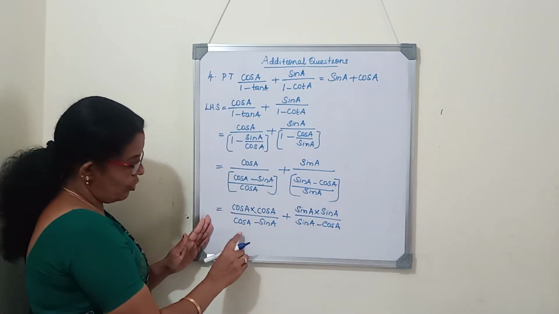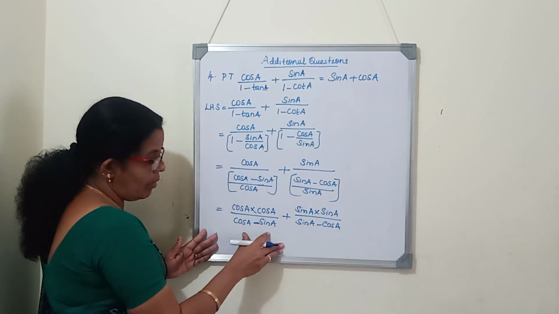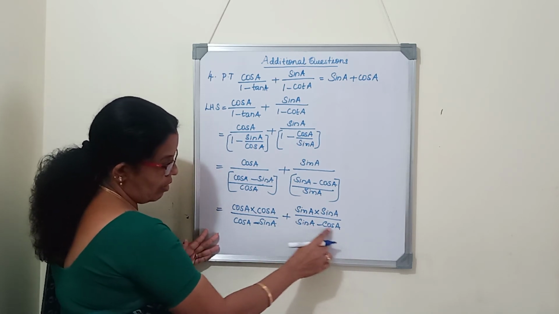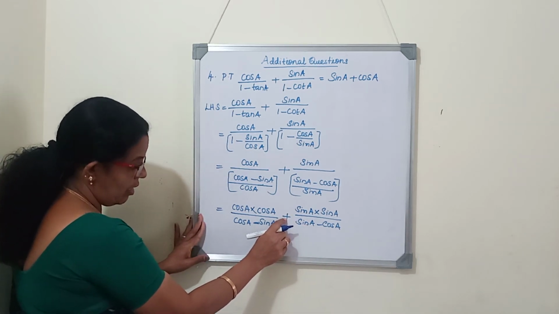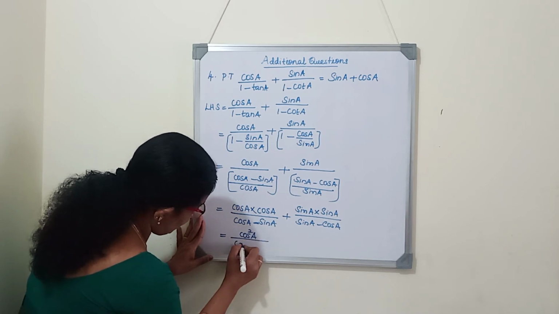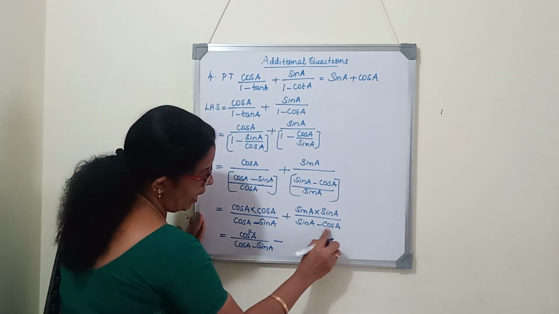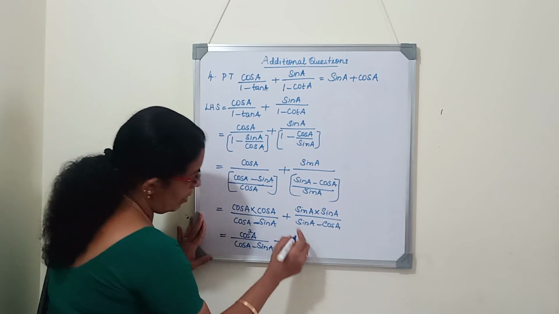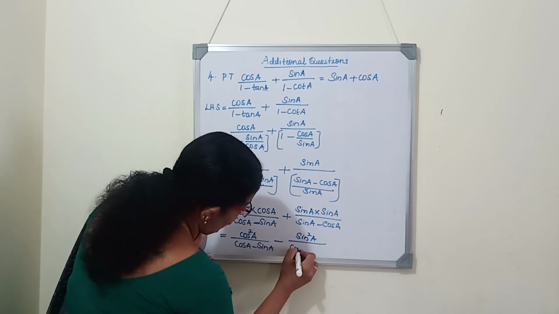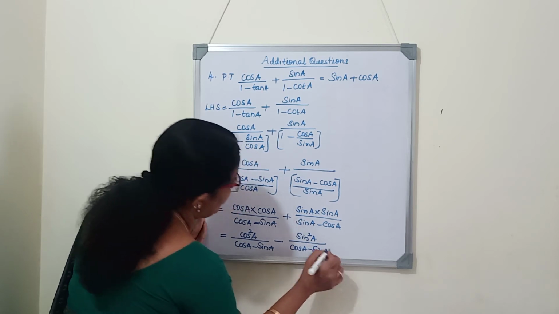In the previous video I told you, here it is cos A minus sin A and here it is sin A minus cos A. If you want to make the same denominator, here one minus sign we will take common and we will write it as cos A minus sin A, and the minus sign we will multiply with the plus sign. So we can write it as cos square A by cos A minus sin A, minus sin square A, and the denominator automatically will become cos A minus sin A. So now you see both the denominators are cos A minus sin A.